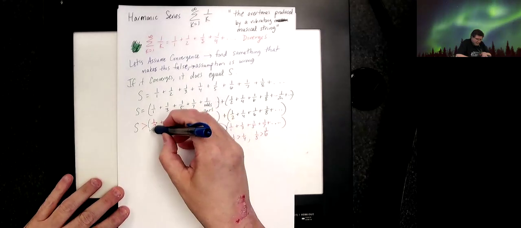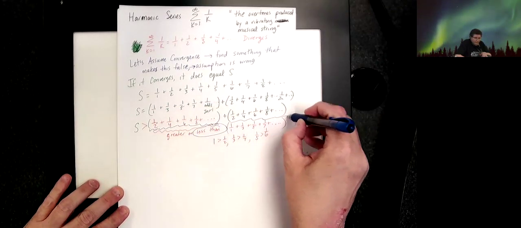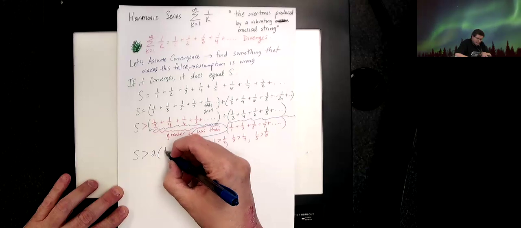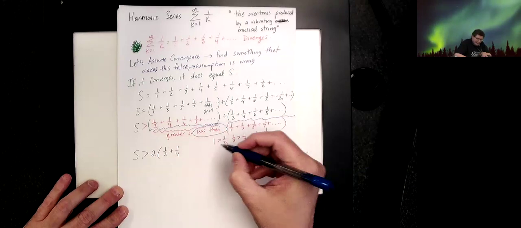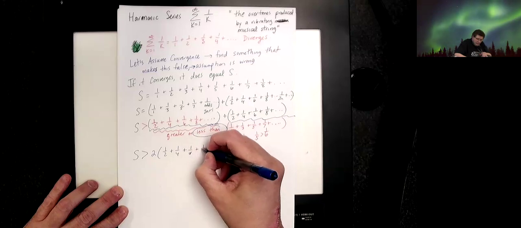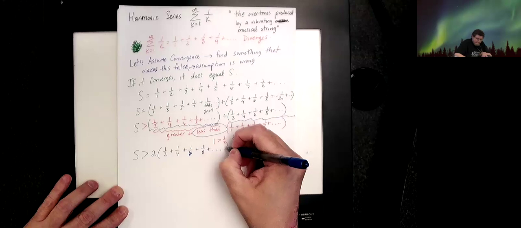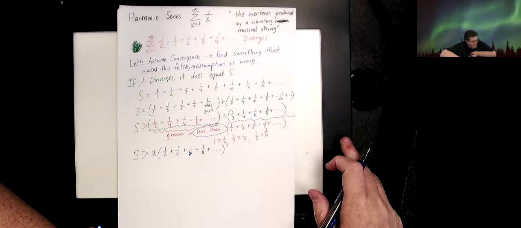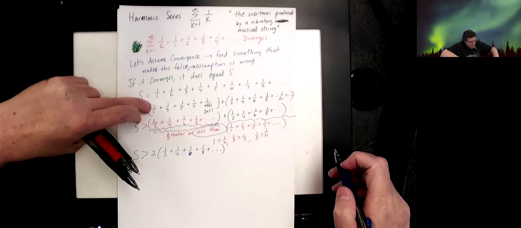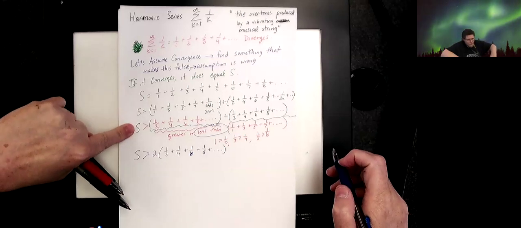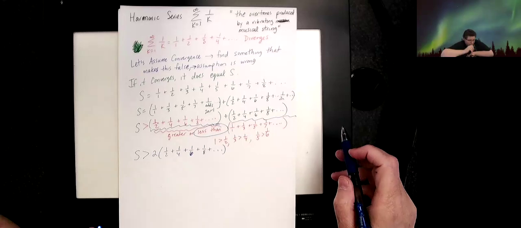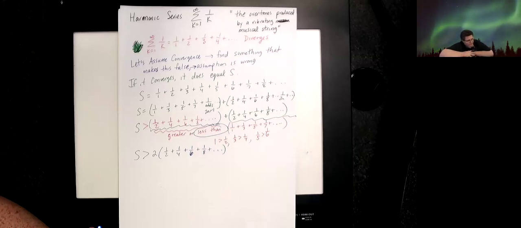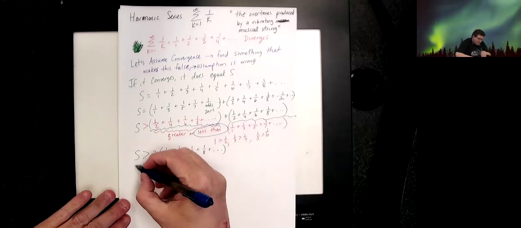But now I've got two series that are the same. So I'm going to say S is greater than 2 times that, because we're adding them. Believe it or not, this is the less convoluted approach. As long as you can see that this statement is true. You guys with me? Distribute the 2.